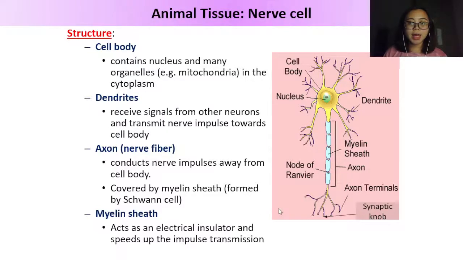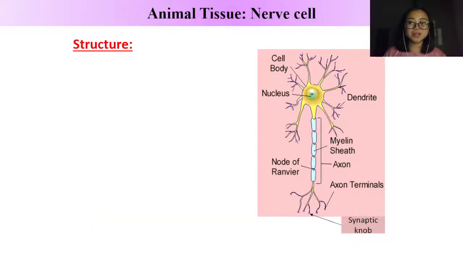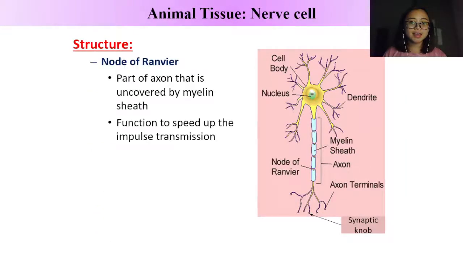Myelin sheath will act as an electrical insulator and speeds up the impulse transmission. So they are there to insulate and speed up nerve impulse transmission. Okay, and the next structure we're looking at is the node of Ranvier.